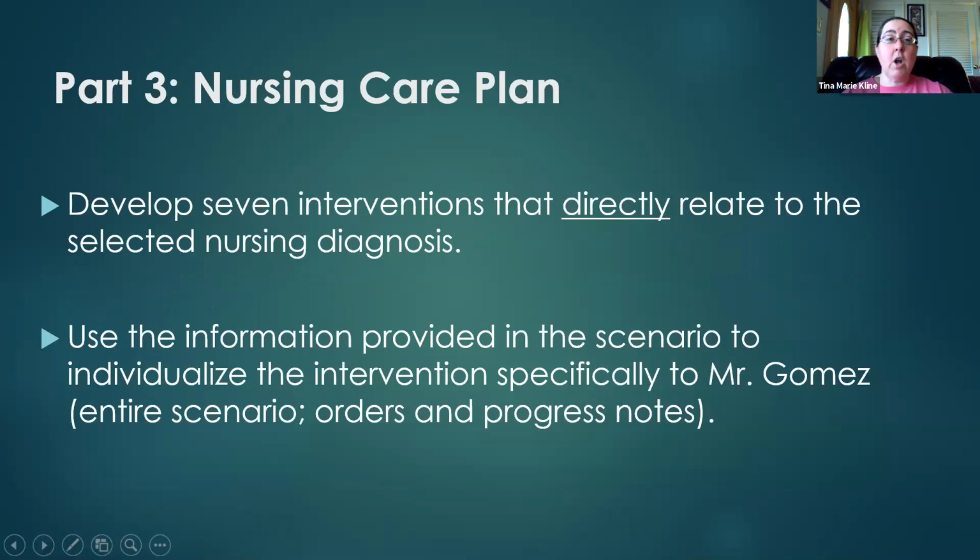All right, from there, you need 7 interventions, okay, 7, that directly relate to the selected nursing diagnosis, okay? So whatever NANDA, whatever nursing diagnosis you select, your interventions have to relate to that diagnosis. And you can do that through the intervention, you can do that through the rationale piece, but they have to directly relate, okay?